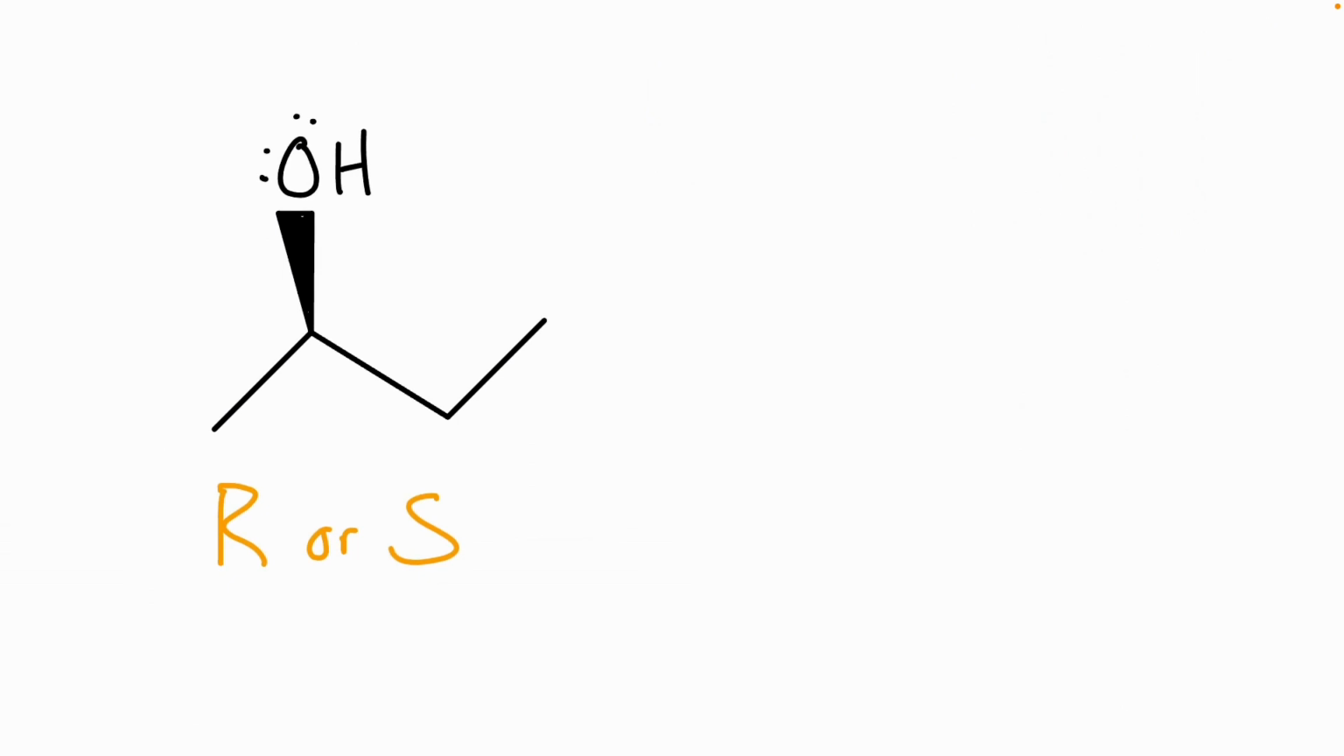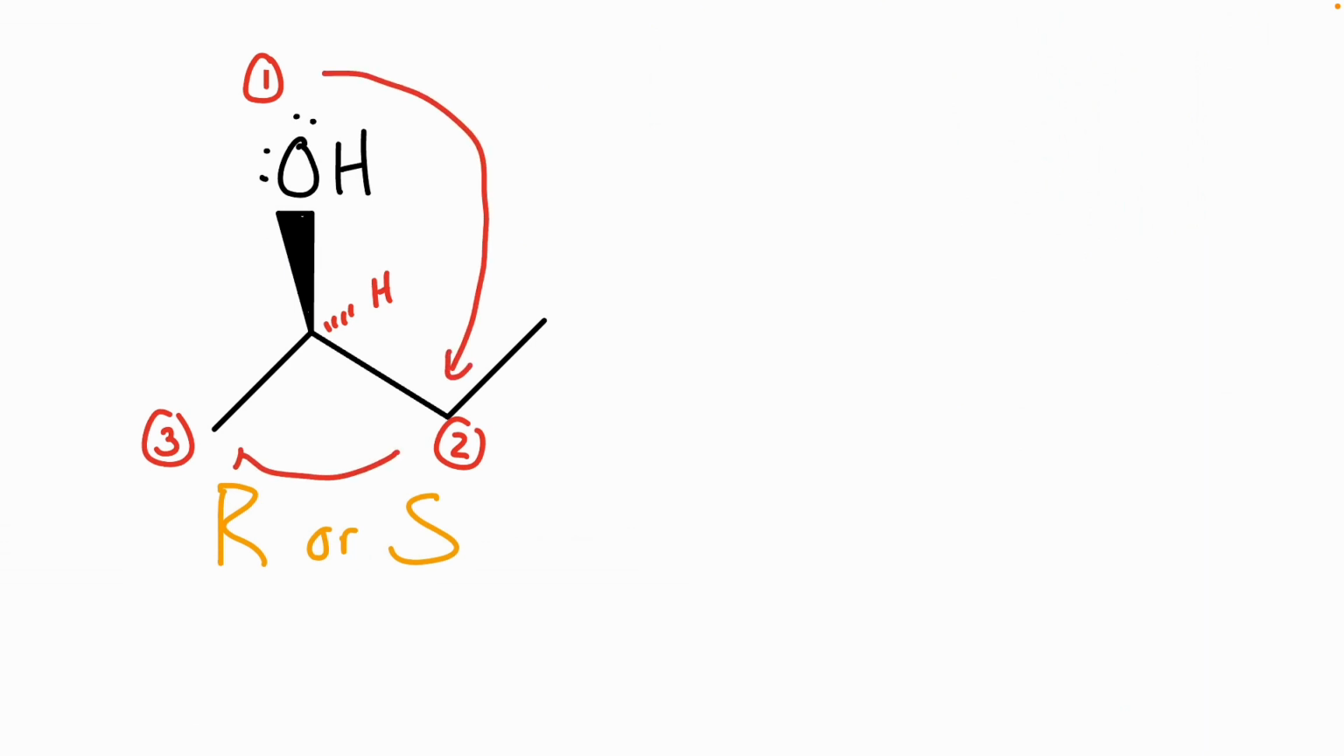Remember how we got to do this. We got to label our various groups in terms of their priority. So this one's first, this one's second, this one's third, and the hydrogen in the back is fourth. So then we're going to connect our top three groups, 1 to 2, 2 to 3, 3 to 4, and it's going in the clockwise direction. So what was clockwise? R. Nice.